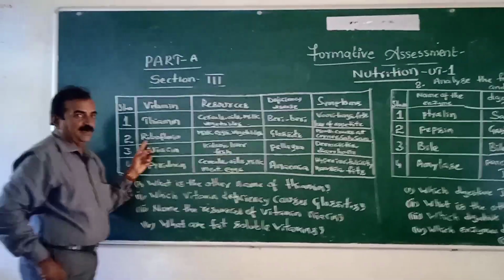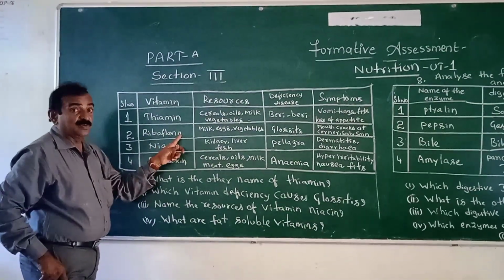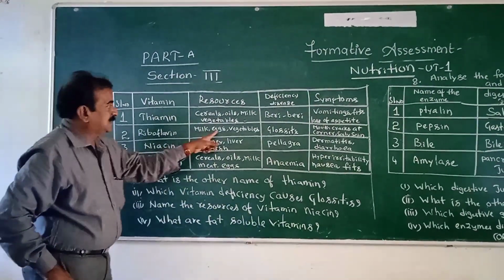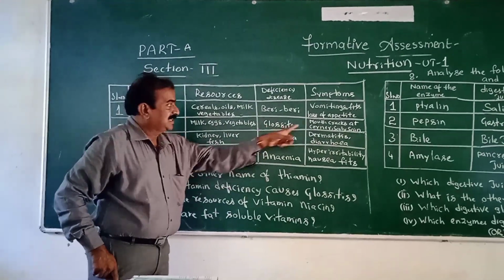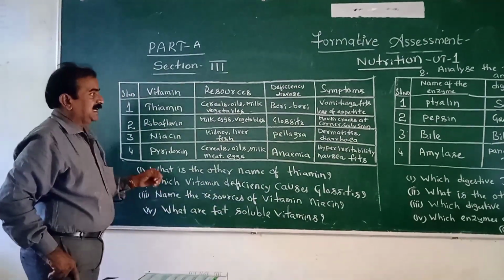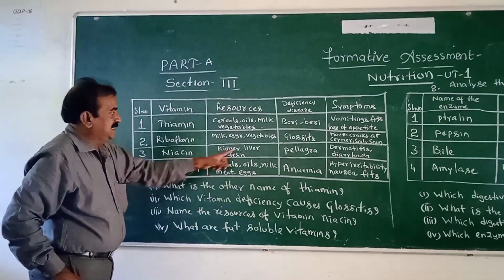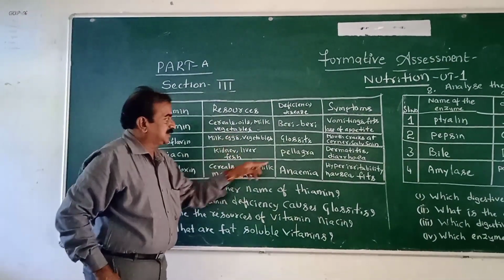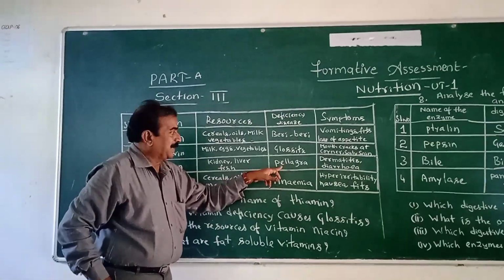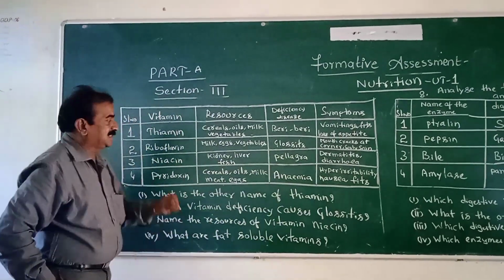The second vitamin is riboflavin, which is B2. Sources: milk, eggs, vegetables. Disease: glossitis. Symptoms: cracks at the corners of the mouth and scaly skin. Niacin, B3. Sources: kidney, liver, fish. The disease is pellagra, and dermatitis and diarrhea are the symptoms.